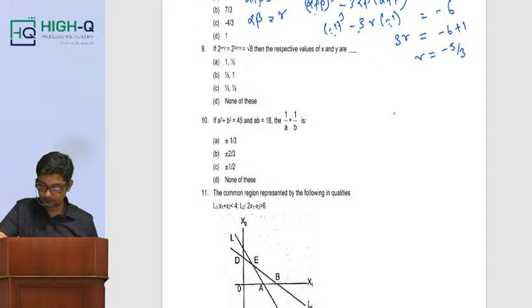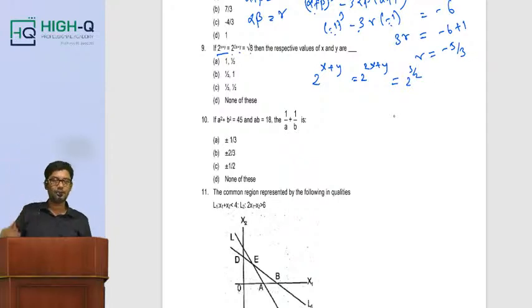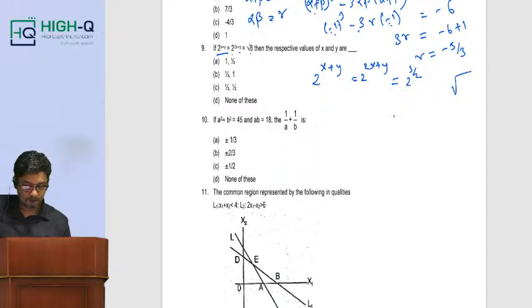What is r equal to? Minus 5 by 3. Now, 2 power x plus y, 2 power 2x plus y is equal to root 8. Is it nothing but 2 power x plus y equal to 2 power 2x plus y equal to 2 power 3 by 2? That square root of 8 is 2 power 3 by 2, my dear. Why? Because the square root of 8 can be written as 2 cube to the power 1 by 2. So it is nothing but 2 power 3 by 2.